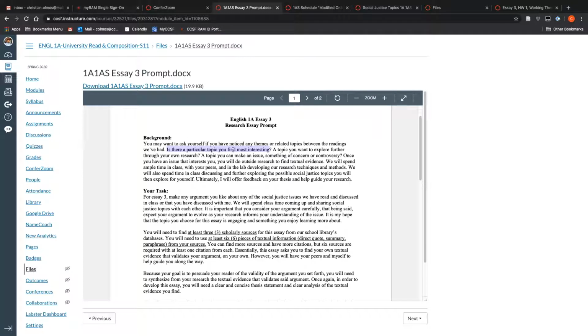Is there a particular topic that you find most interesting? A topic you want to explore further through your own research. This is your chance to come up with something that you want to know more about, and then convince your reader of the validity of your argument. Meaning that you will use your scholarly sources, your textual evidence, your research to convince your reader that your argument is sound and valid, okay?